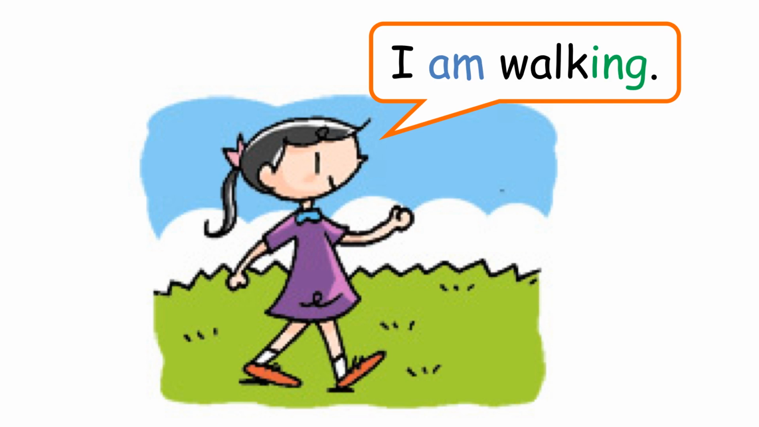We use the present continuous tense to talk about what people and animals are doing. We use am plus ing with I. Let's look at these examples. I am walking.